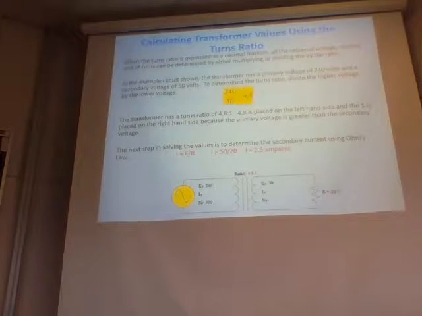When the turns ratio is expressed as a decimal, all the values of voltage, current, and of turns can be determined by either multiplying or dividing by that ratio.